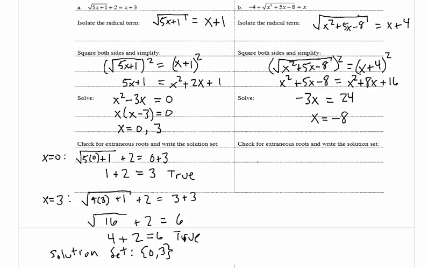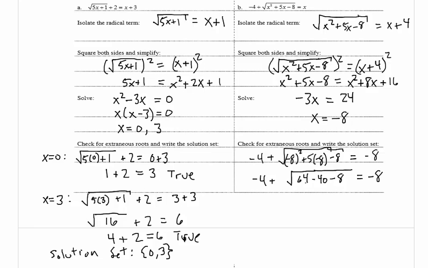And then we want to check to see if negative 8 is an extraneous solution. So we have negative 4 plus the square root of negative 8 squared plus 5 times negative 8 minus 8 is equal to negative 8. And then we have negative 4 plus the square root, and we have negative 8 squared is 64. 5 times negative 8 is negative 40. And then we have minus 8 is equal to negative 8. And now we have 64 minus 40 is 24. Minus 8 is 16. So we have negative 4 plus the square root of 16 is equal to negative 8. And the square root of 16 is equal to 4. So we have negative 4 plus 4 is equal to negative 8. And that is false. So we have no solutions for this equation. So our solution set is empty.